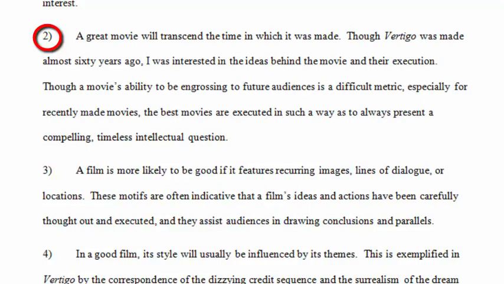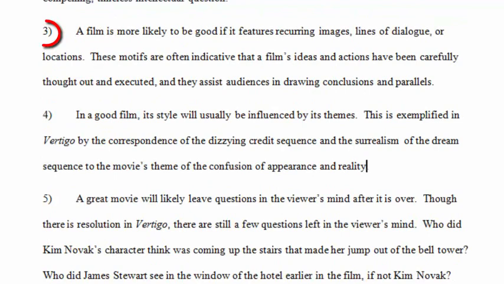Criterion number three. "A film is more likely to be good if..." Notice that language that was suggested in the assignment directions is always used. "...if it features recurring images, lines of dialogues, or locations." And those are called motifs, which the author points out. "These motifs are often indicative that a film's ideas and actions have been carefully thought out and executed, and they assist audiences in drawing conclusions and parallels." So another thing he likes is motifs.